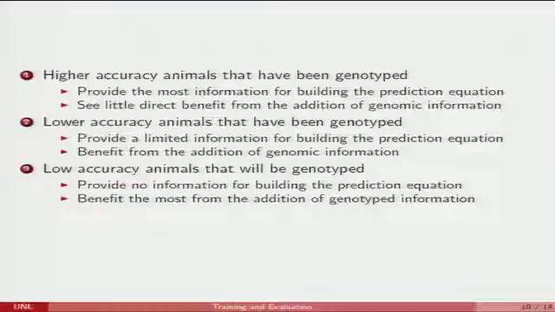But the ones that are not doing the work get the biggest benefit, the most from the addition of genotyped information. So I can't say, well, I just want to build a wonderful prediction equation, I'll just genotype high accuracy animals, because that's not telling you information about the ones that you actually want to make selection decisions on. And just like life, the ones that do the work get the least benefit.